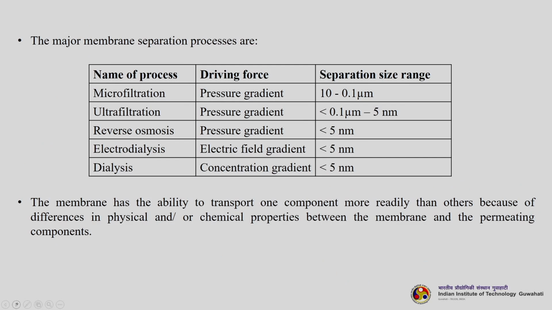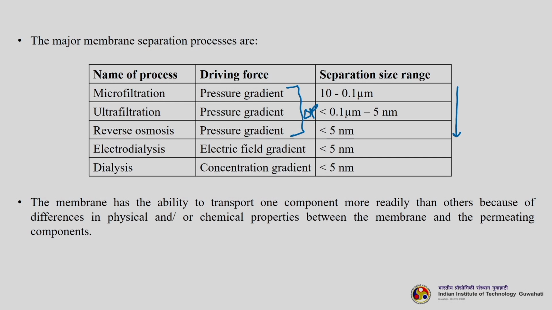So, the major membrane separation processes are microfiltration, ultrafiltration, reverse osmosis, electrodialysis and dialysis. You can see in the first three, MF, UF and RO, the driving force is pressure gradient, the delta P we can say. As you come from microfiltration to ultrafiltration, the size decreases. The size of the solutes that it will separate basically decreases.